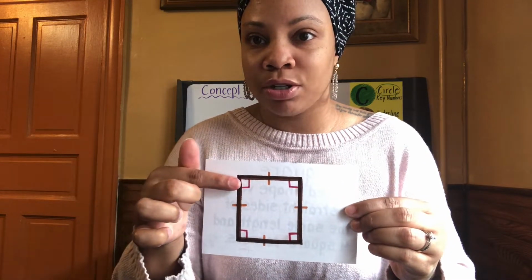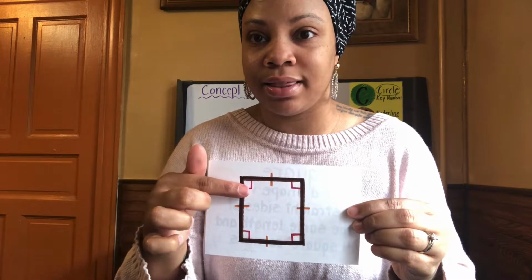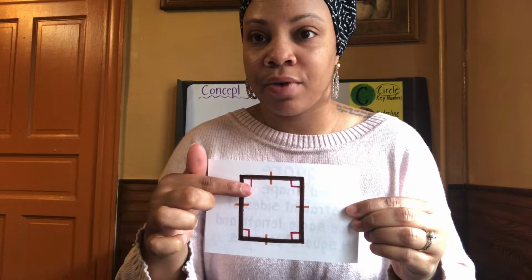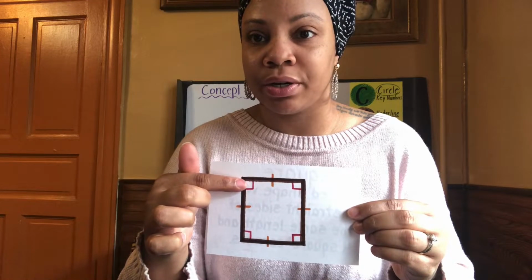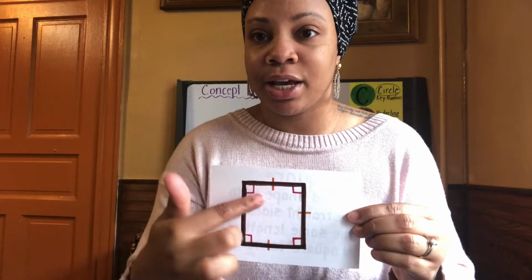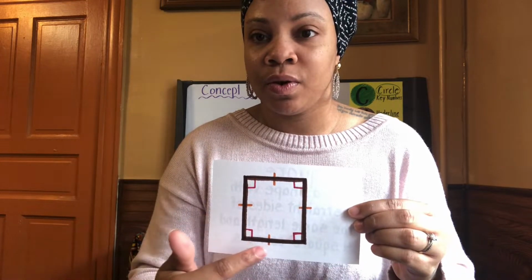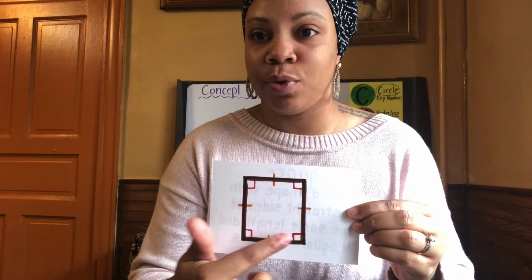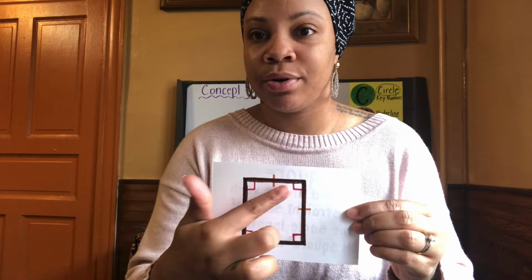This smaller square here shows us that that is a square corner, right? We see another square here in the corner, okay? So a square has 4 straight sides that are equal in length and 4 square corners.